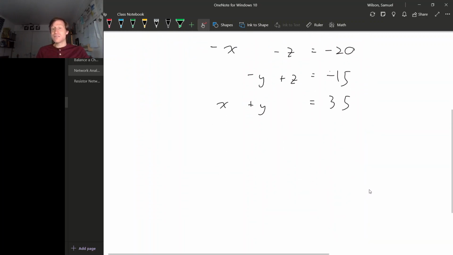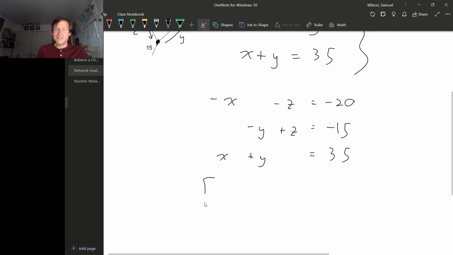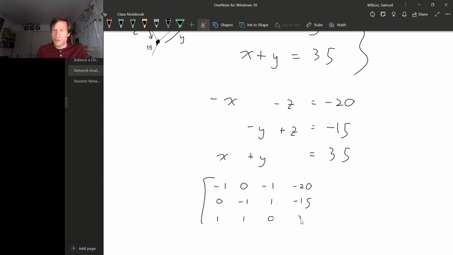Now it's in the form that we usually write a linear system in, so we can write the augmented matrix for this. We get minus 1, 0, minus 1, minus 20, 0, minus 1, plus 1, minus 15, 1, 1, 0, 35.